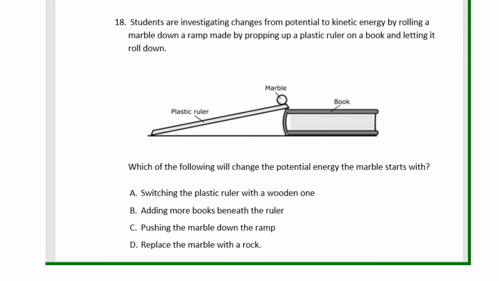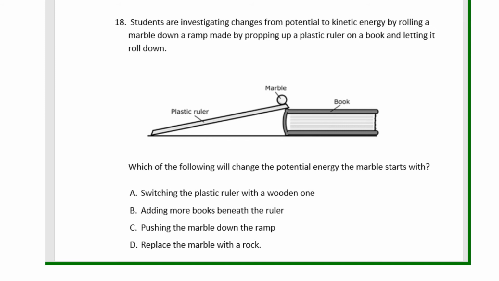Number 18. Students are investigating changes from potential energy to kinetic energy by rolling a marble down a ramp made by propping up a plastic ruler on a book and letting it roll down. Which of the following will change the potential energy the marble starts with?